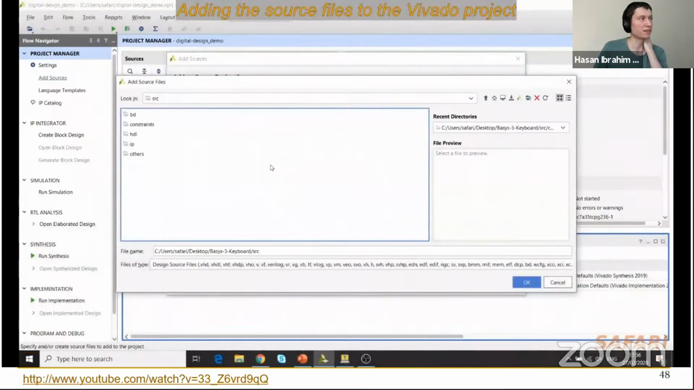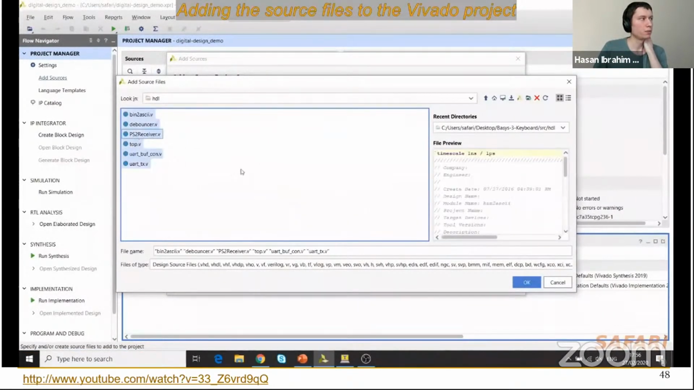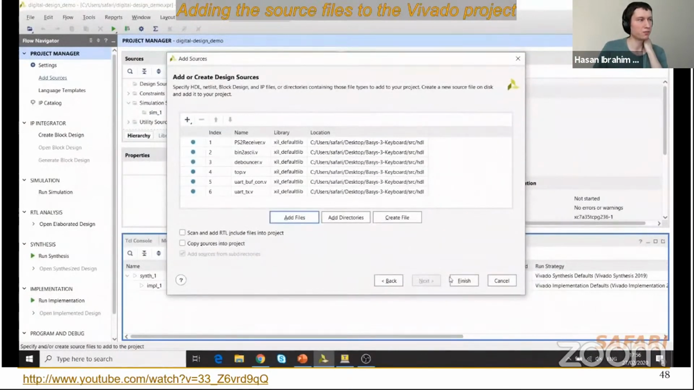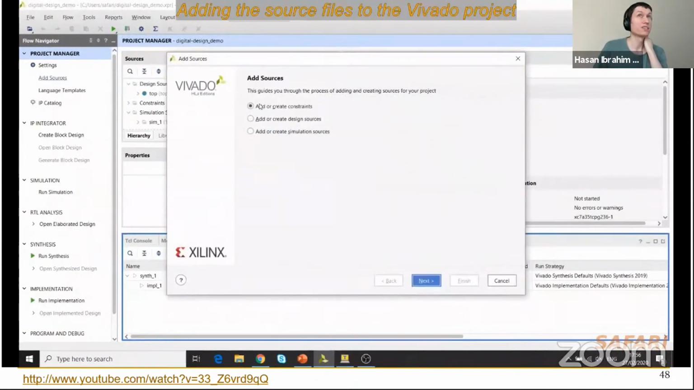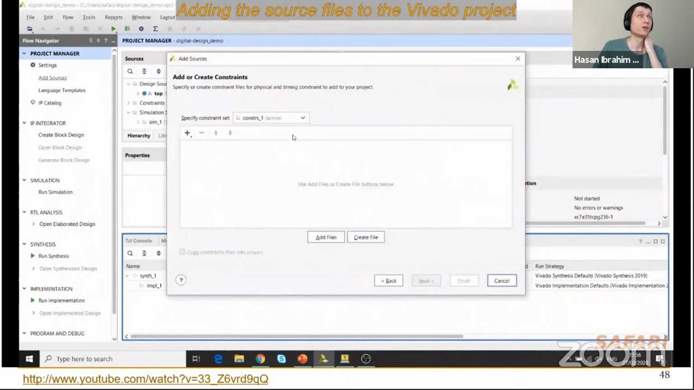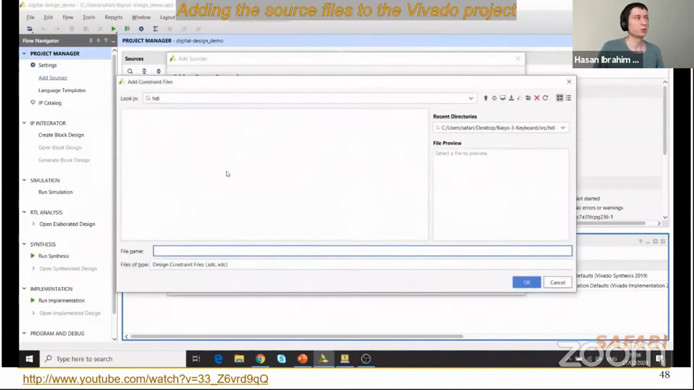The first thing we add is the design files. So these are the actual hardware design that we have. And later we'll add the constraints. So constraints are basically location constraints that tell which FPGA pin will be connected to which component on the FPGA board.